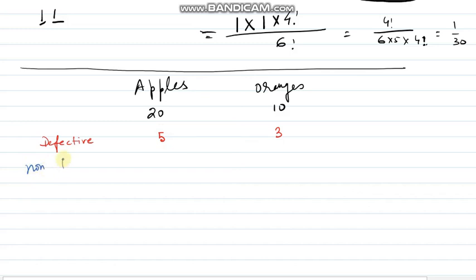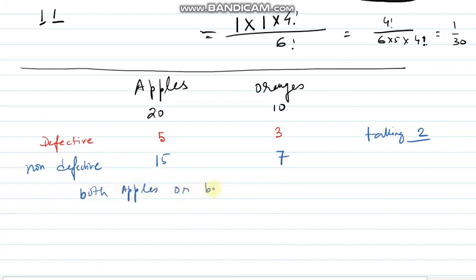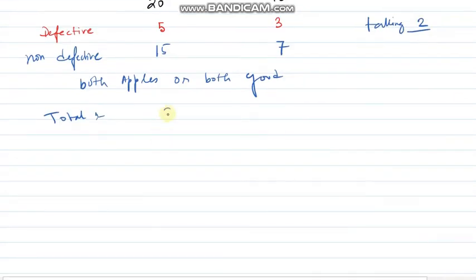So let's write non-defective: we have 15 apples and 7 oranges that are non-defective, right? A person takes out 2 at random. What is the probability that either both are apples or both are good? So let's start calculating. First, tell me the total outcome. How many fruits do I have in total? That is 30, right? So it will be 30 C2.